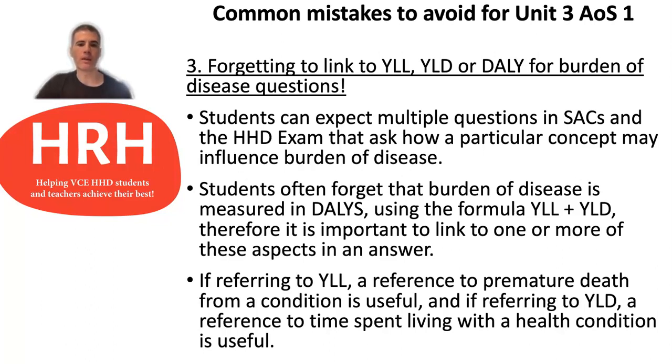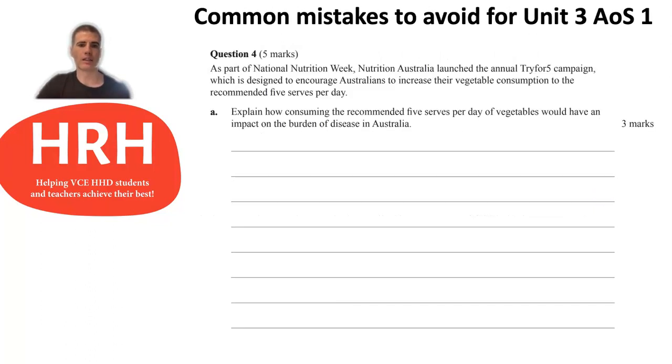So remember, if you're referring to YLL, then you're referencing years of life lost due to premature death from a certain condition, or YLD, years lived with disability, disease, injury or illness. Linking those to a health condition is particularly important, because when we're talking about burden of disease, we're talking about the impact of particular health conditions on a population.